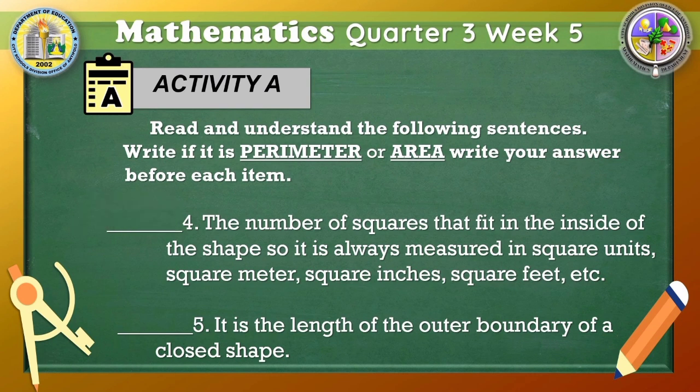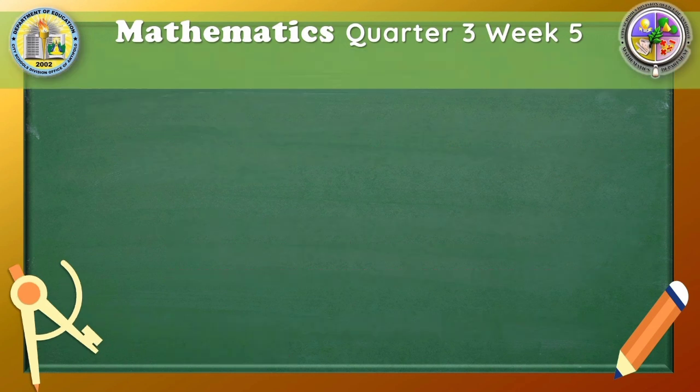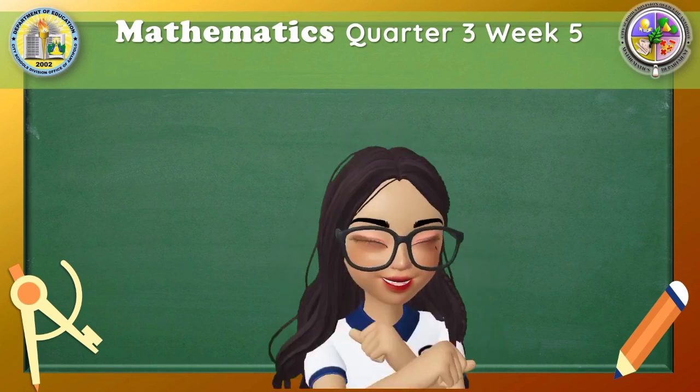Let's have now number 5. It is the length of the outer boundary of a closed shape. What is your answer? The answer is perimeter. Very good! If you got a perfect score, very good, kids!